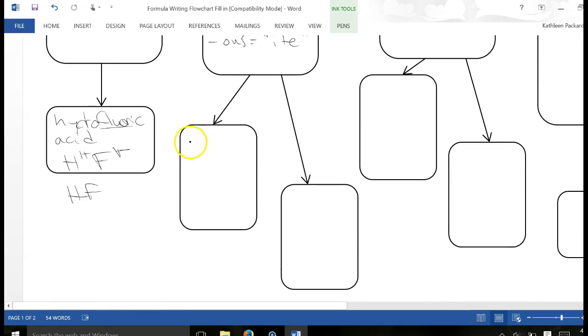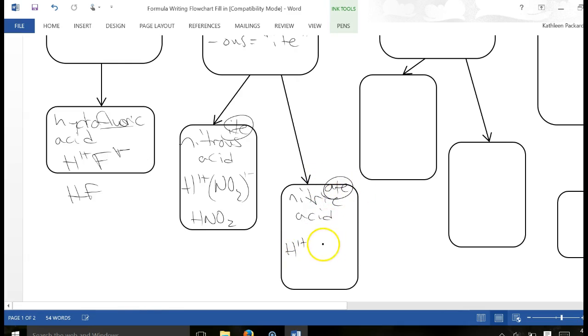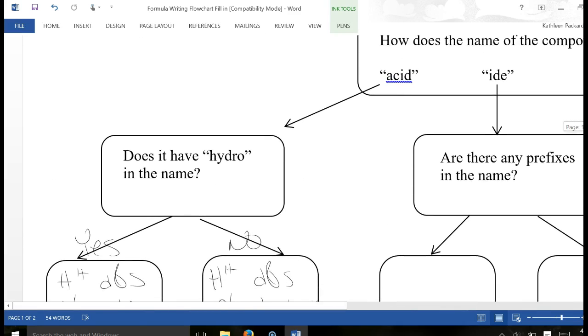So if I had nitrous acid, I'm going to do H1 plus, and I'm going to look up nitrite, which is NO2, 1 minus, drop and swap, HNO2. Okay, if I had nitric acid, I'm still going to do H1 plus, but I'm going to look up the ATE version, which is NO3, 1 minus, drop and swap, HNO3. Okay, so those are your acids. And again, the name tells you a lot.